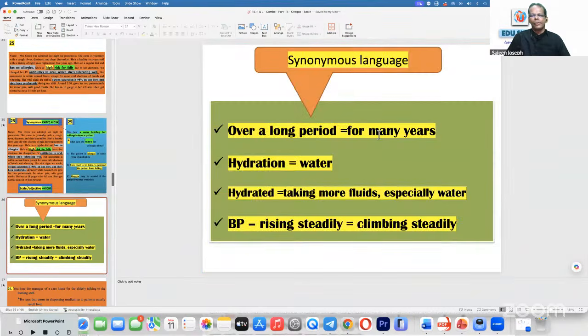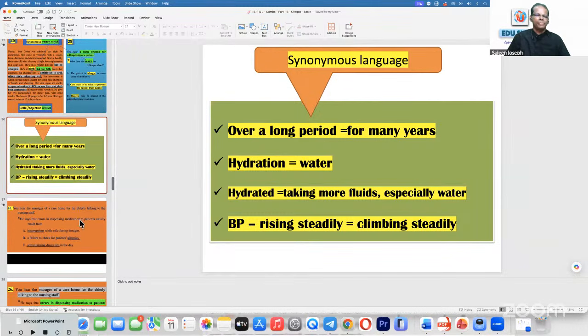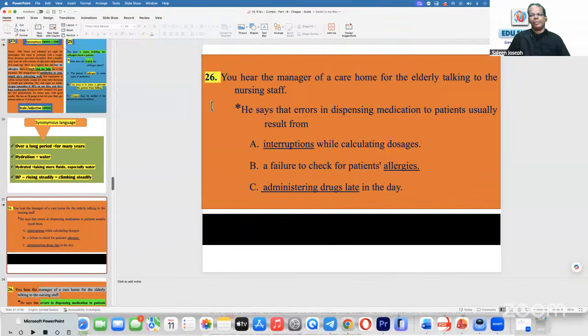So synonymous language or synonymous expression: over a long period means for many years. Hydrated means taking more fluids, especially water. BP rising steadily, climbing steadily. All this can be synonymous expressions. Now you see, I'm not doing it. You have not, I know. But you see how what we have learned helps here. You'll be just reading the question, that's all.